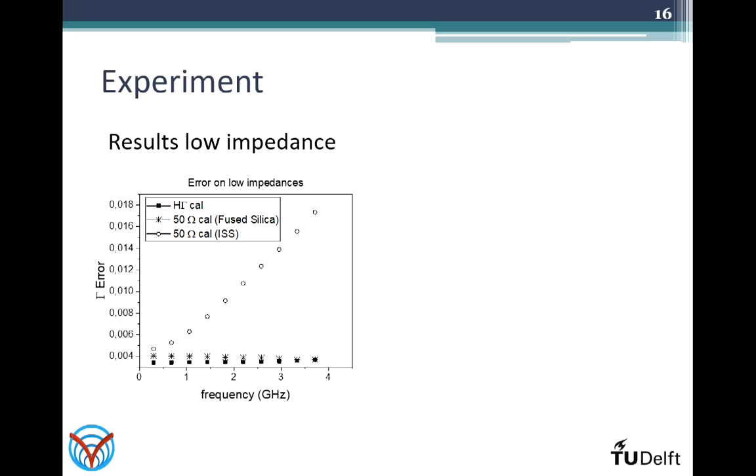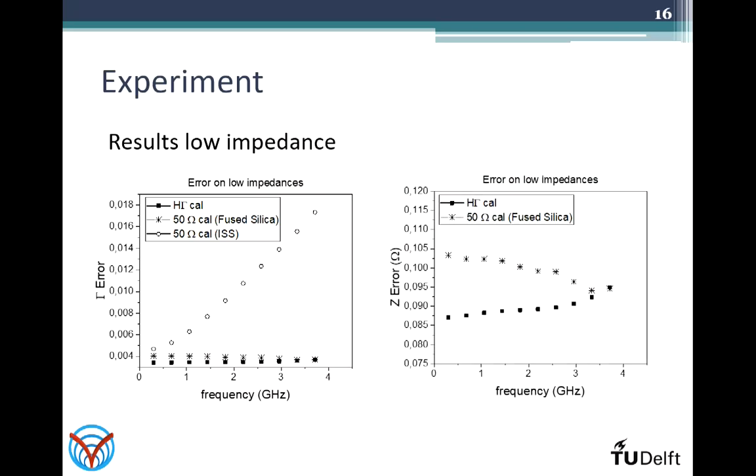Looking at the results on the low impedance, we see that still the high gamma calibration presents the lowest error on the gamma. The 50 ohm calibration on fused silica has a similar error, but slightly bigger. Again, we have the same behavior from the measurement performed with the calibration on the ISS.